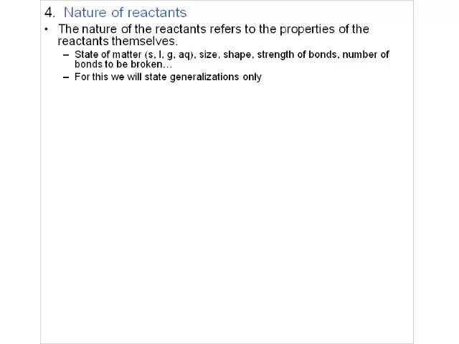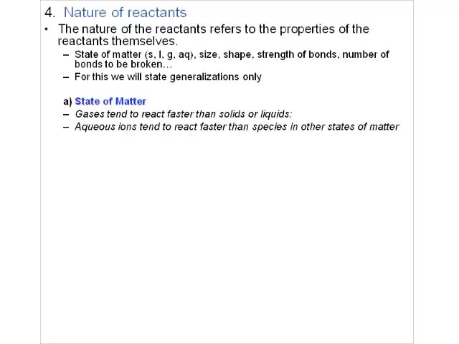So what we're going to do is make generalizations only. There are always going to be exceptions to the rule here, but we're going to make some broad generalizations that will give you an idea of what you're thinking about when you're looking at the nature of chemical reactions. The very first thing we want to look at is states of matter.